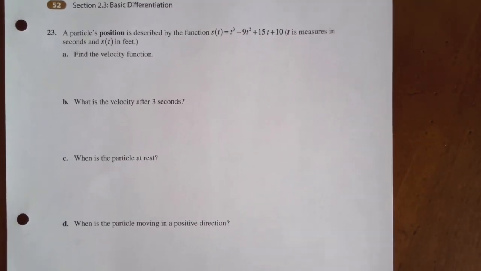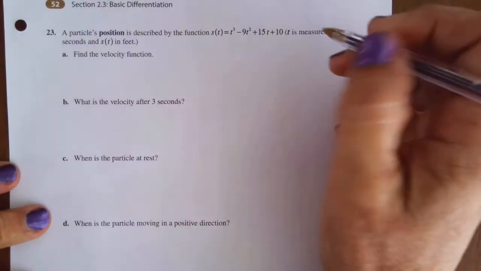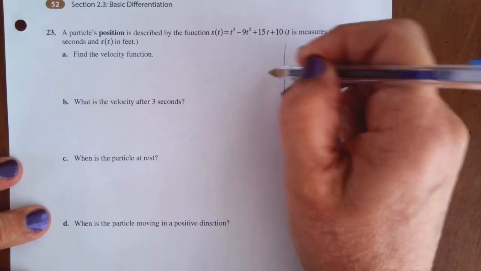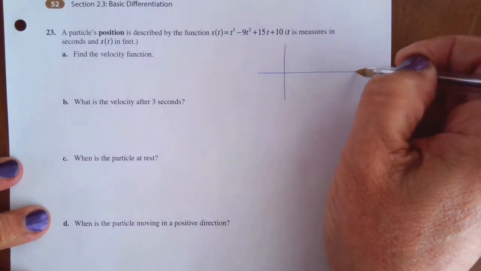So number 23 says we have a particle's position, and now we have the function s of t equals t cubed minus 9t squared plus 15t plus 10. T is measured in seconds, and s of t is measured in feet again. Okay, so I want to look at this function just so I can kind of see what's going on.